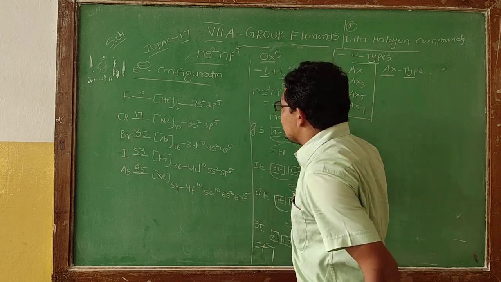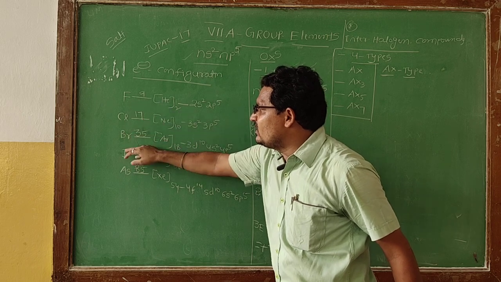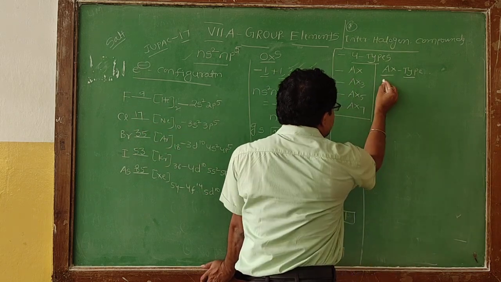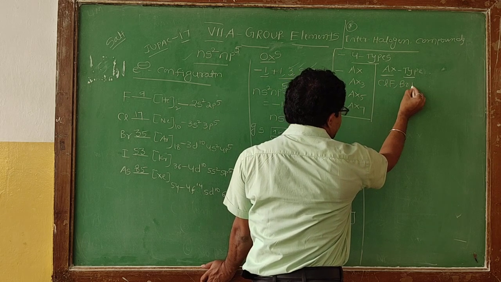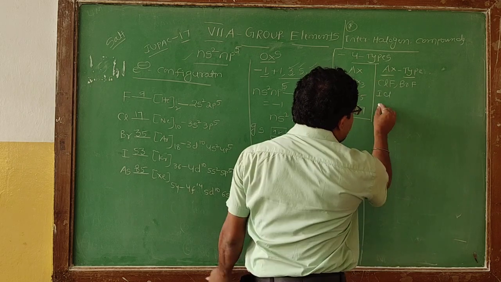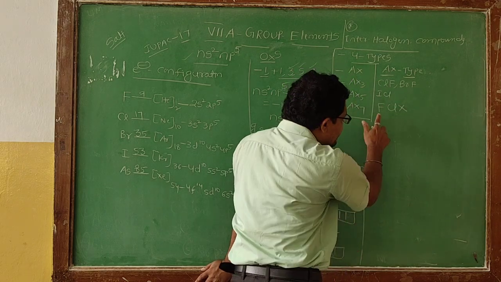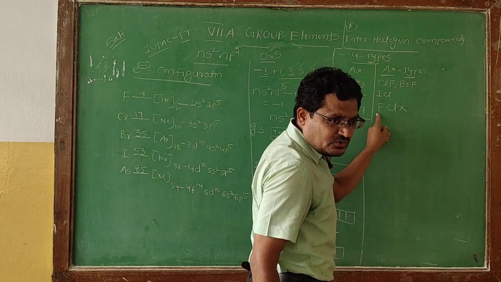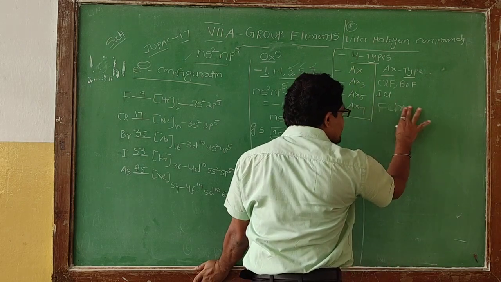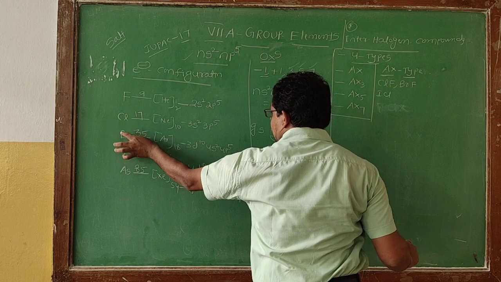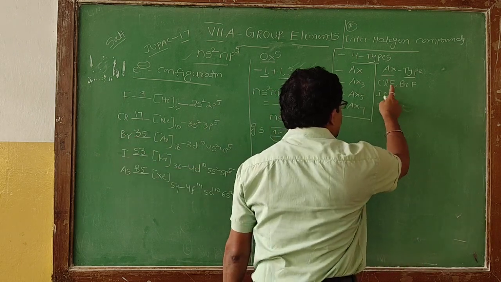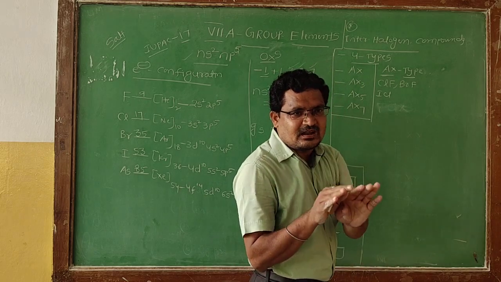What are the best examples of the AX type? ClF, BrCl, BrF, IF, ICl, IBr. Fluorine cannot form the central atom, so ClF, BrF, and ICl are examples of the AX type. ClF is correct, but FCl is not correct. Fluorine cannot form the central atom due to its small size and high electronegativity. So ClF, BrCl, ICl, IBr, IF are correct, but FCl is wrong.